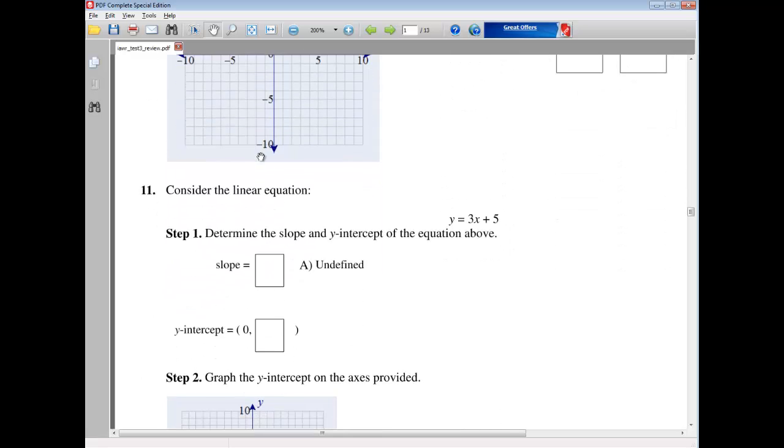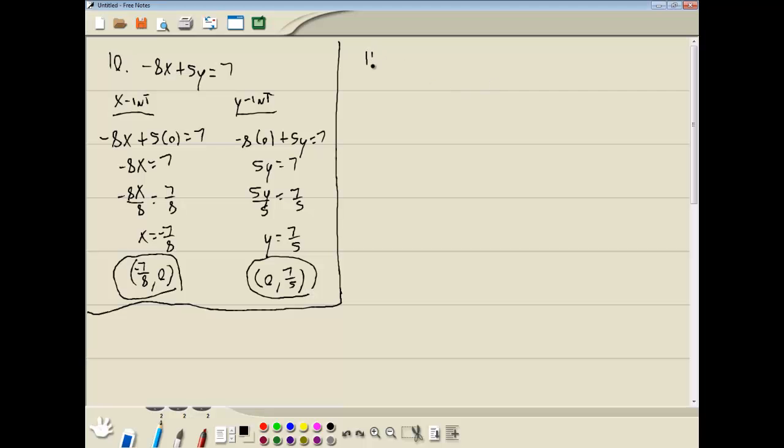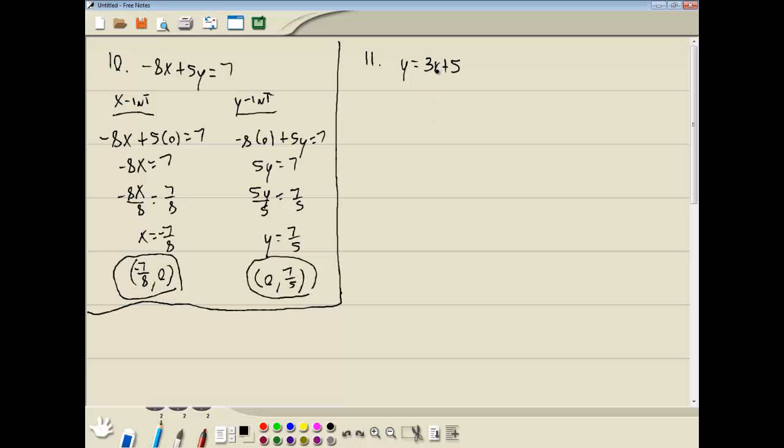Number 11. Consider the linear equation y is equal to 3x plus 5. It says first determine the slope and the y-intercept. Well, if it's in slope-intercept form, and slope-intercept form is when you got y by itself, then your number in front of your x is always your slope. So your slope is 3. And your y-intercept is the number at the end. So y-intercept is 5, or you could write it as (0, 5) if you wanted.